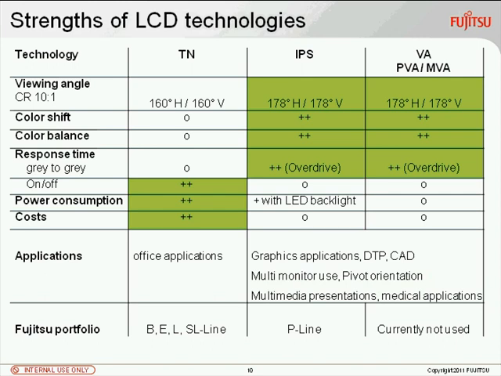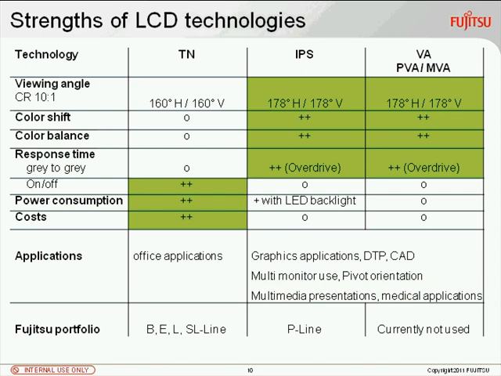The other technologies have a more complex kinematic, a more complex moving of these LCD molecules. This makes it more expensive, but the control of the light flow is much better. You see this, for example, in the viewing angle. The viewing angle of this IPS and VA technology is much higher than the one of TN.